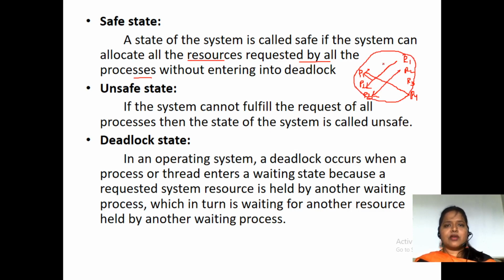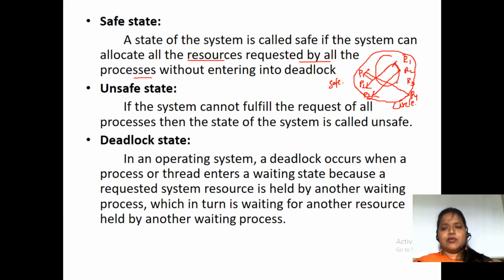Why? Because a deadlock occurs if it forms a circle. Then we say that a deadlock has occurred. Here there is no cycle, so we can say that the system is safe. If this cycle is not there, we say that the system is safe. If this cycle is present, then we say that the system is unsafe. And the deadlock state, as you already know.